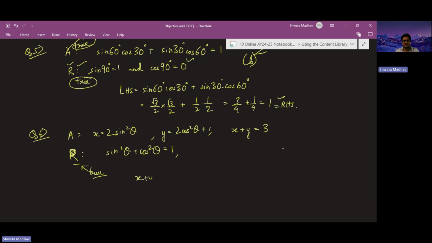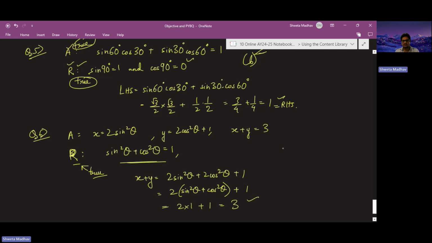And x plus y will be equal to 2 sine square theta plus 2 cos square theta plus 1. So from the first two terms, we can take 2 as common, and then it will be sine square theta plus cos square theta, plus 1. And sine square theta plus cos square theta is 1, so it will be 2 into 1 plus 1, which is equal to 2 plus 1, which is 3. So x plus y is 3, which is obviously true.